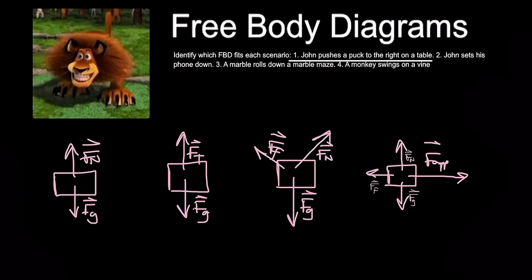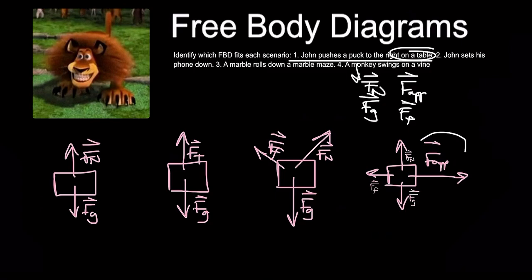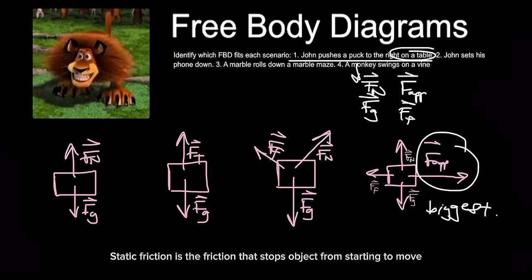Let's figure out the first scenario. Based off the text, we can assume it has both normal force and gravity because it is on a table. We can also assume it also has applied force and friction. This fourth one has all the forces, and the applied force arrow is the largest. This means it most represents the first one as you need enough force to overcome static friction.